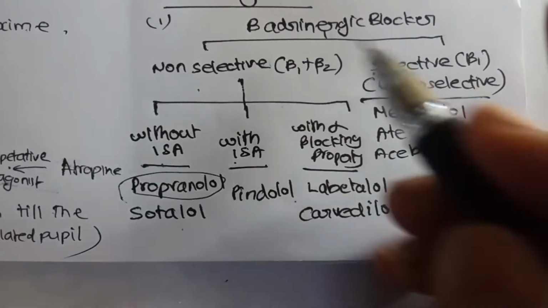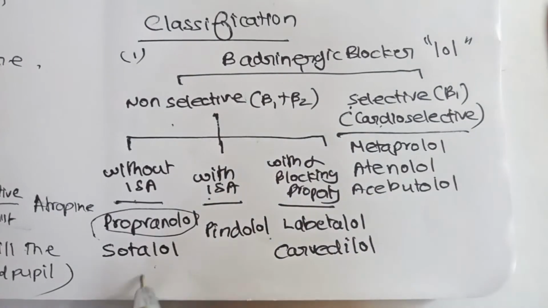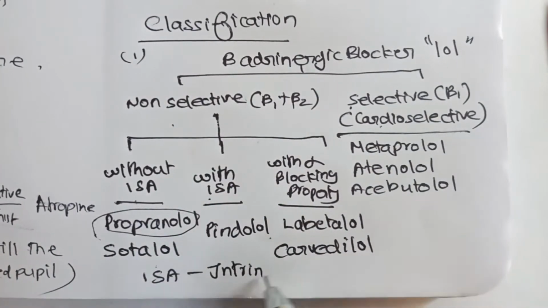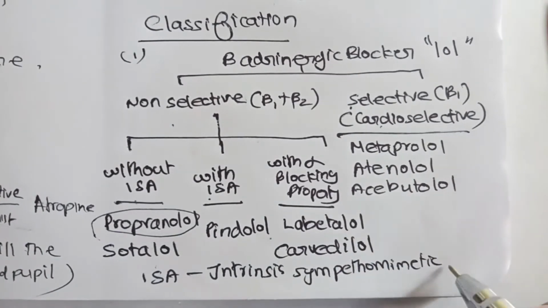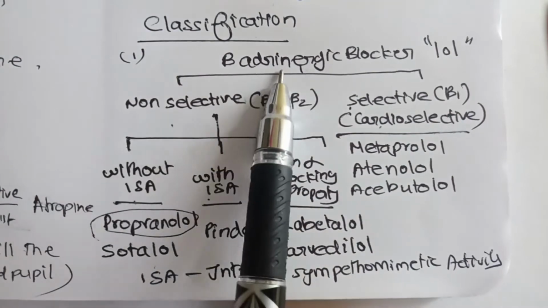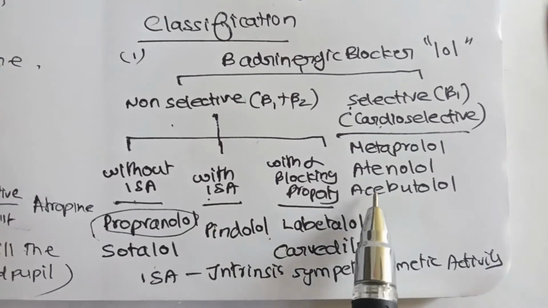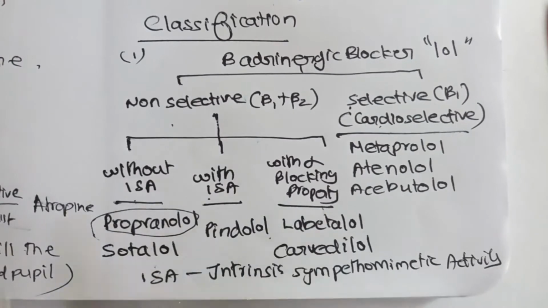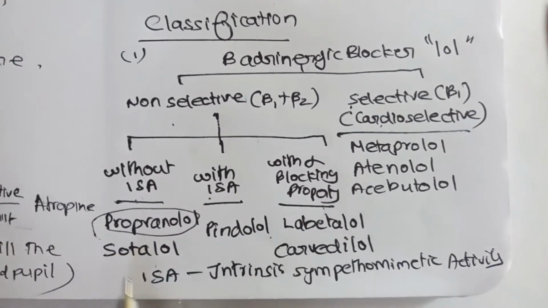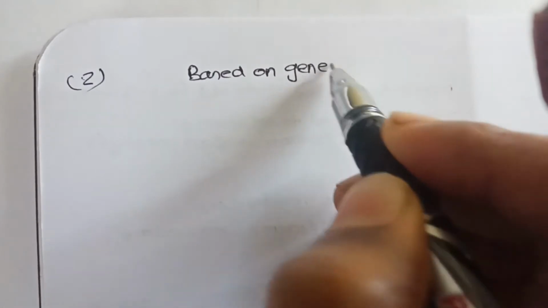Note that all these beta blockers have "lol" at the end. So we can easily identify a beta blocker as one that ends in LOL. Once again, we have the beta blockers divided as non-selective and cardioselective. The cardioselective ones are metoprolol, atenolol and acebutolol, and then without ISA, which includes propranolol, with ISA pindolol, and with alpha blocking property. Now the second type of classification is based on generation.